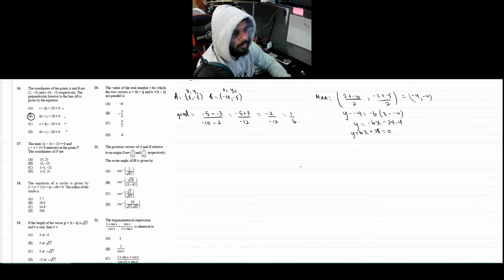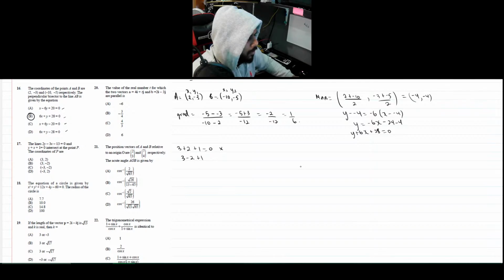The lines 2y minus 3x minus 13 intersect at the point P. The coordinates of P are, again, just substitute each one of these points into the equations and see which one satisfies the equation. If I substitute 3 and 2, I will get 3 plus 2 plus 1, which is wrong. Substituting 3 and minus 2, I get 3 minus 2 plus 1. 3 minus 2 is 1. This is not equal to 0, so this one is wrong.